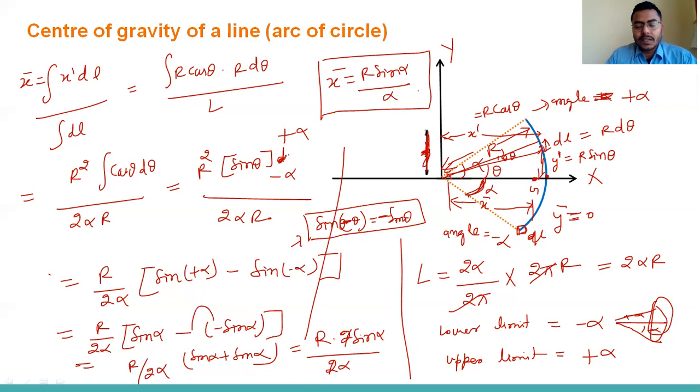Sine r sine alpha divided by alpha, that is x bar. You can calculate y bar also, you will get 0. You can try, okay.